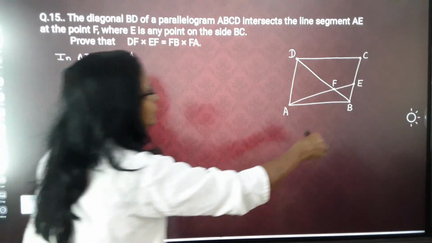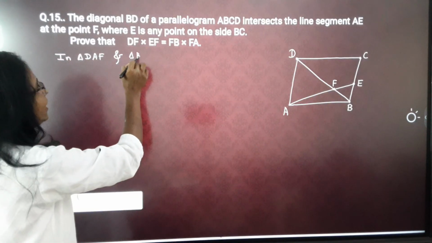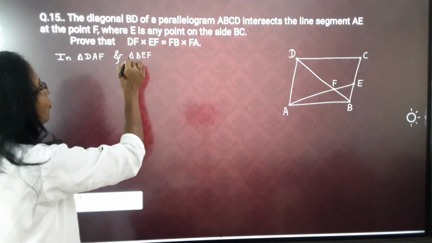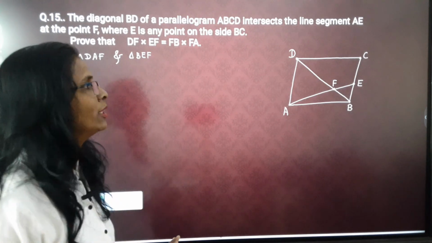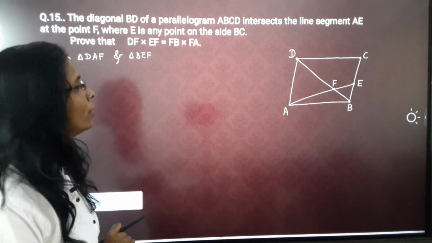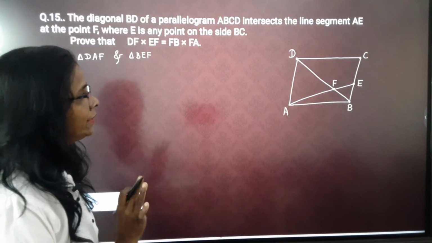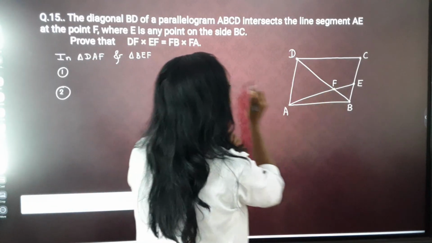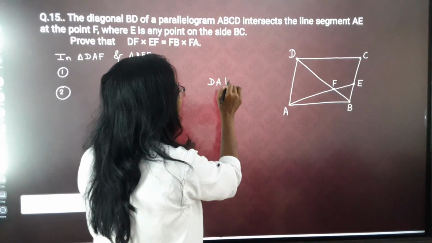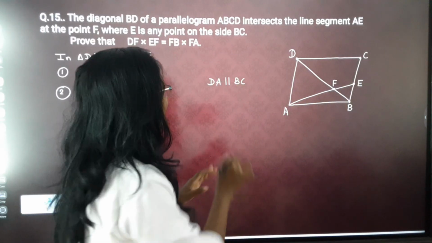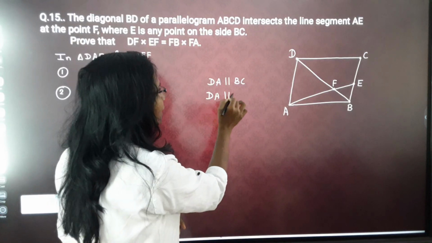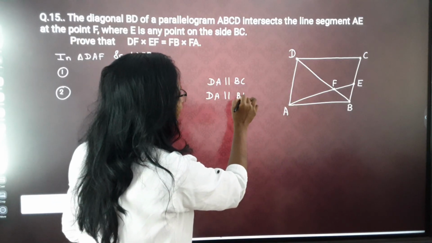triangle BEF. We have to prove the two triangles congruent. So how can we get the two components which are congruent? That is, see here, DA is parallel to BC, and here we say DA is parallel to BE.